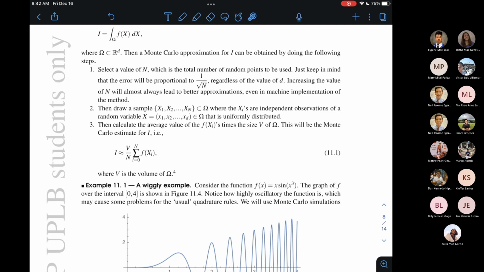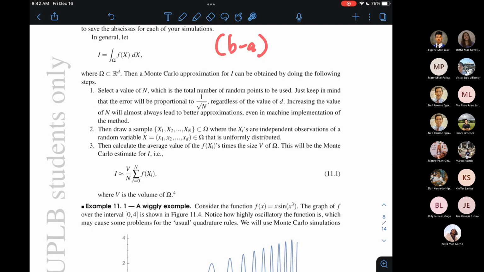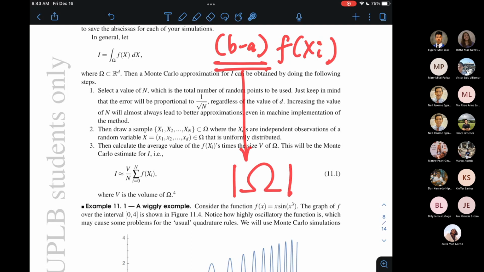so kukunin natin essentially the idea kung sa one dimension, kukunin mo yung area ng mga rectangles wherein the length of omega. So kung nasa one dimension tayo, so d is equal to 1, so omega is just an interval. So yung Monte Carlo simulation, kukunin niya yung area ng mga rectangles that are dependent on the random seeds that you have chosen. Yung length ng mga rectangles would be the length of omega. Then the heights of the rectangles will be the function values at the chosen seeds, right? So magiging b minus a times f of x sub i, right? So here, b minus a is the length of omega, which we usually denote by the absolute value of omega.